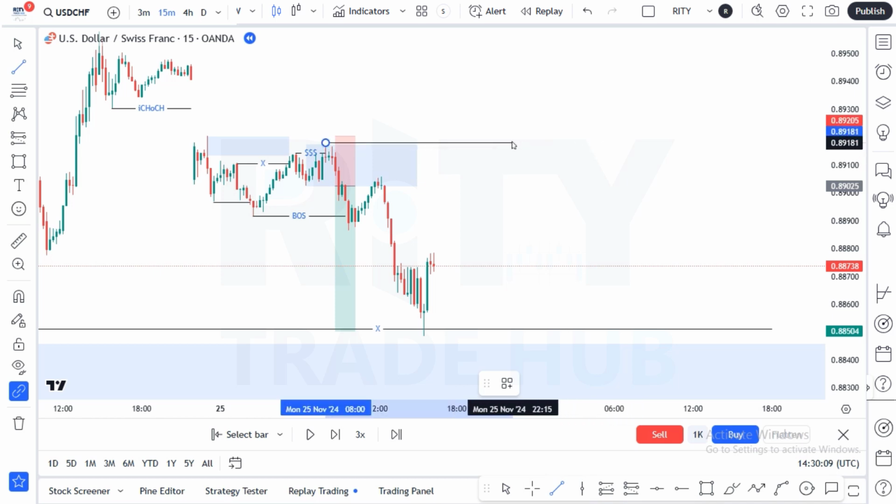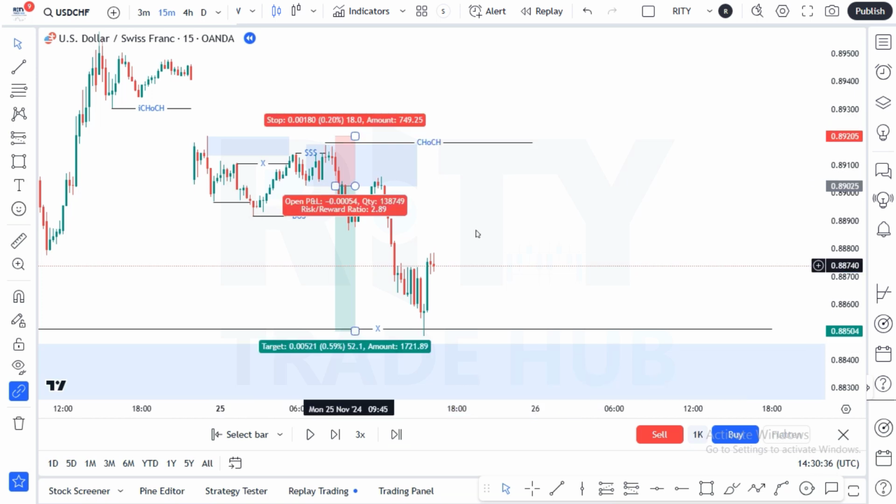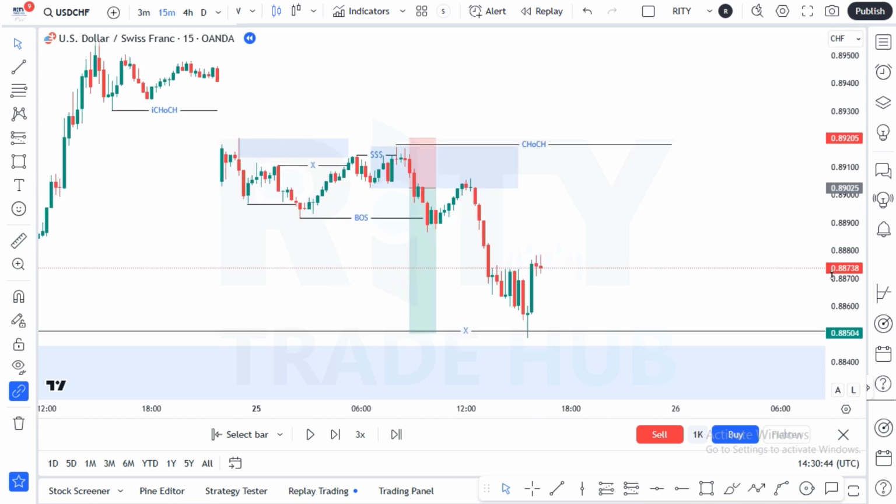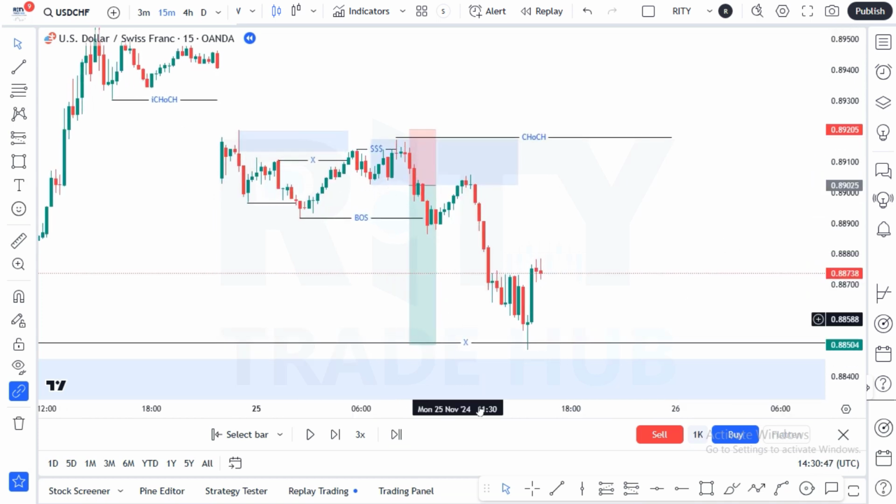Okay, so this change of character, guys, is a major structure change of character based on our 15-minute, but it is a minor or internal change of character based on our higher time frame. It's very important to understand these concepts and their significance. All right, so here this is our valid change of character, which enables us to identify our sell zones within the sell structure.